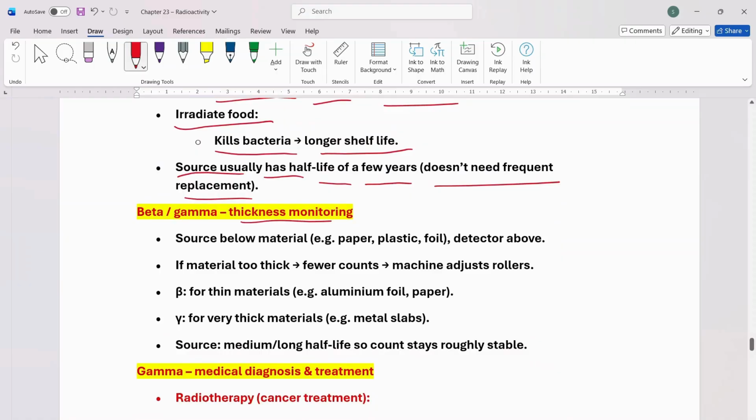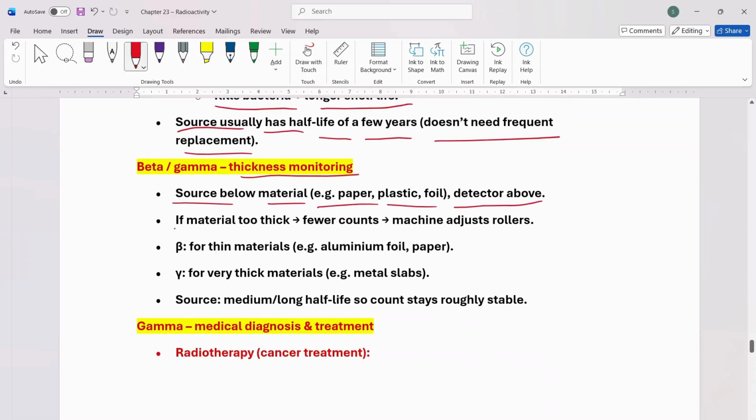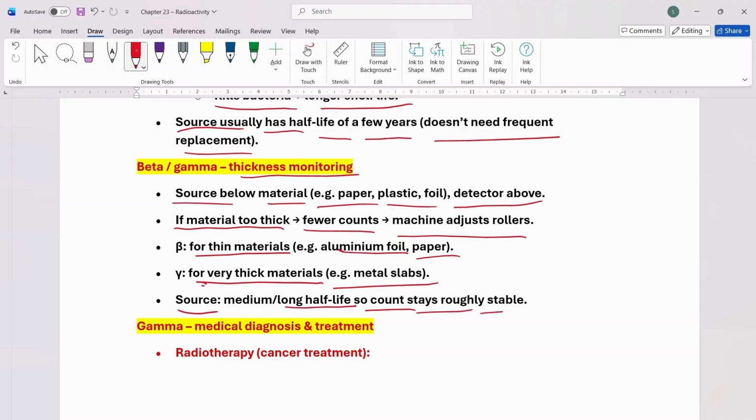For beta and gamma thickness monitoring, the source is below the material, for example paper, plastic or foil, and the detector is above. If the material is too thick, there are fewer counts, and the machine adjusts the rollers. Beta is for thin material, for example aluminium foil or paper. Gamma is for very thick material, for example metal slabs. The source has a medium to long half-life, so the count stays roughly stable.